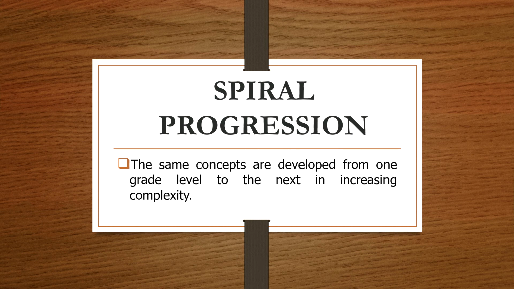Another approach in the K-12 curriculum is the spiral progression approach. In this approach, you develop the concepts from one grade level to the next in increasing complexity. For example, the teaching of multiplication to elementary pupils. In one grade level, pupils are asked to multiply perhaps single-digit numbers. In the next grade level, they will multiply two-digit numbers. And in the next grade levels, the level of multiplication skills increases.